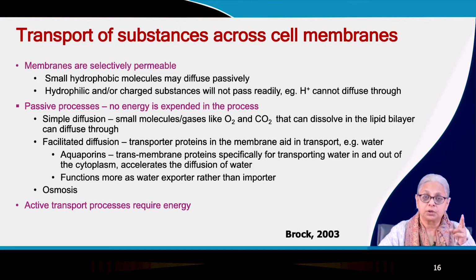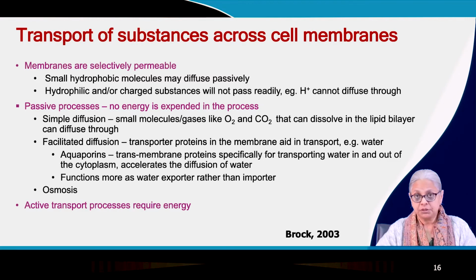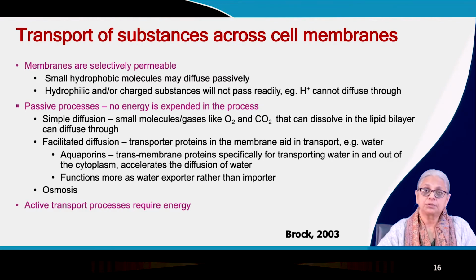There are two types of transport processes. We have passive transport and active transport. In passive transport, no energy is utilized by the cell. So there are three types of passive processes that we are going to look at. One is simple diffusion, the second is facilitated diffusion, and the third is osmosis. So we'll take a look at each one of them.